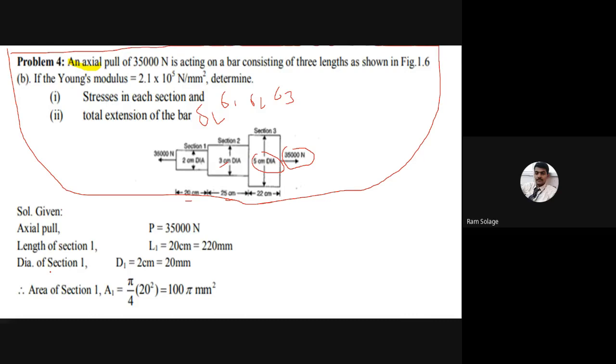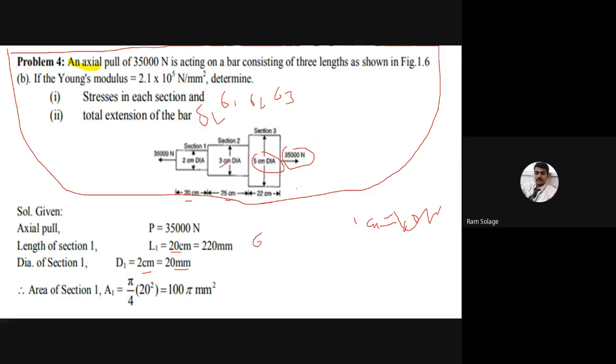Second, the length of section 1, L1, is equal to 20 centimeter. We have to multiply by the conversion I have given: 1 centimeter is equal to 10 mm. So we multiply 20 into 10, and we get 200 mm. Similarly, D1 means the diameter of section number 1. They have given 2 centimeter. Again we convert 2 centimeter into mm, that is 2 into 10, which is 20 mm.